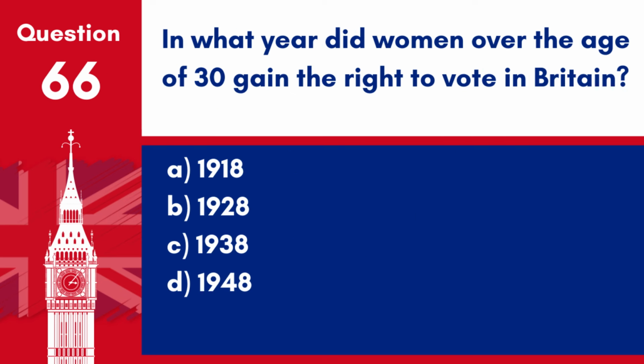Question 66. In what year did women over the age of 30 gain the right to vote in Britain? A. 1918. B. 1928. C. 1938. D. 1948. Answer. A. 1918. Women over the age of 30 were granted the right to vote in Britain in 1918, following years of activism by the suffragette movement.